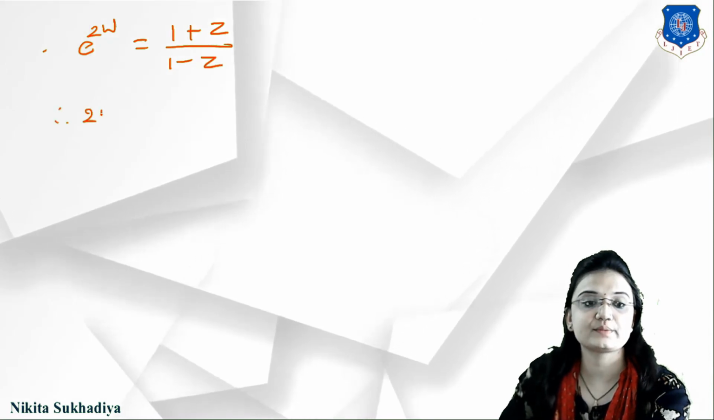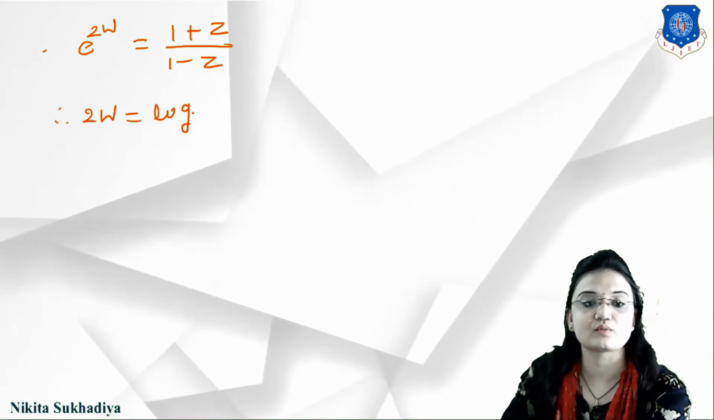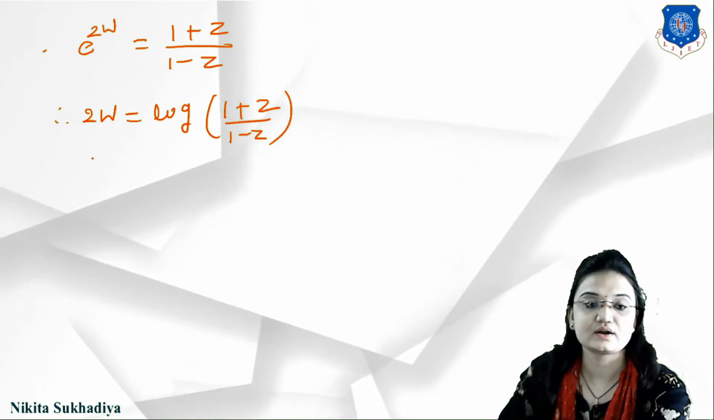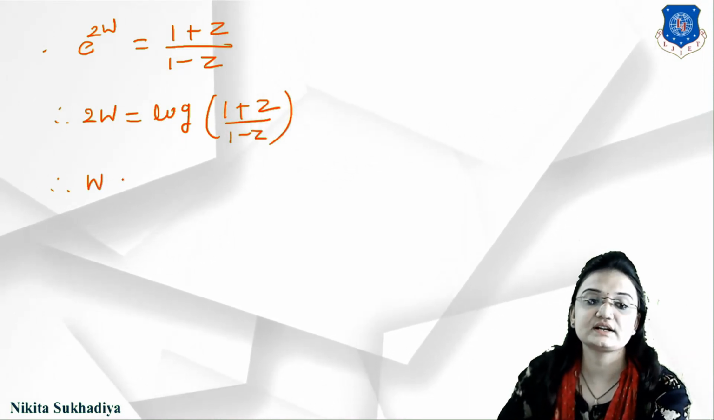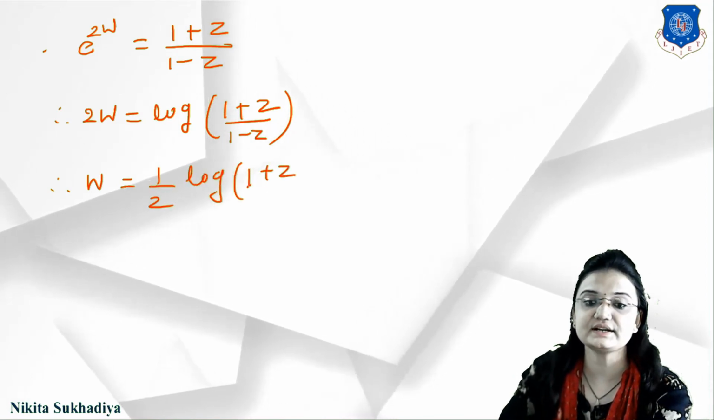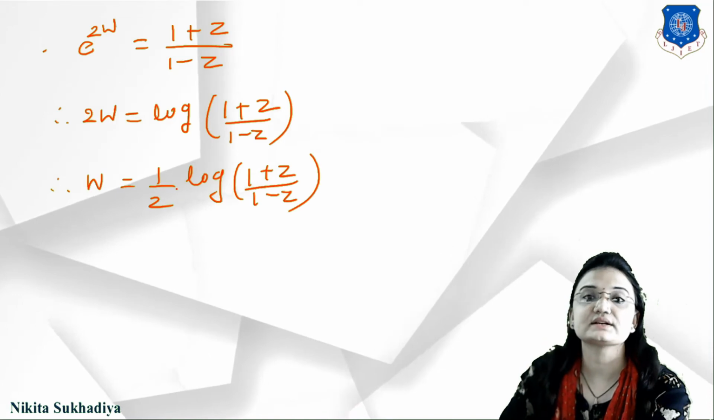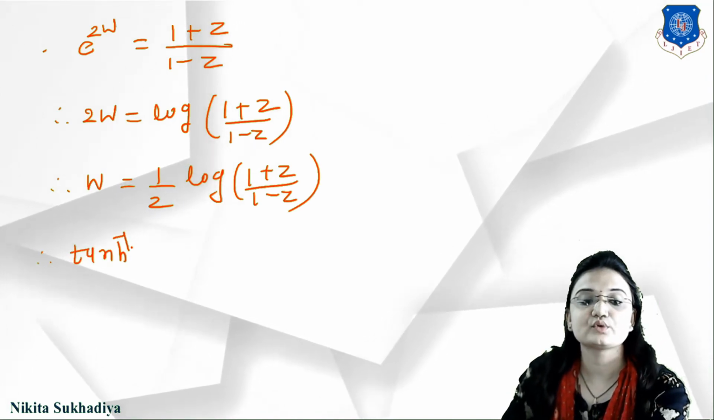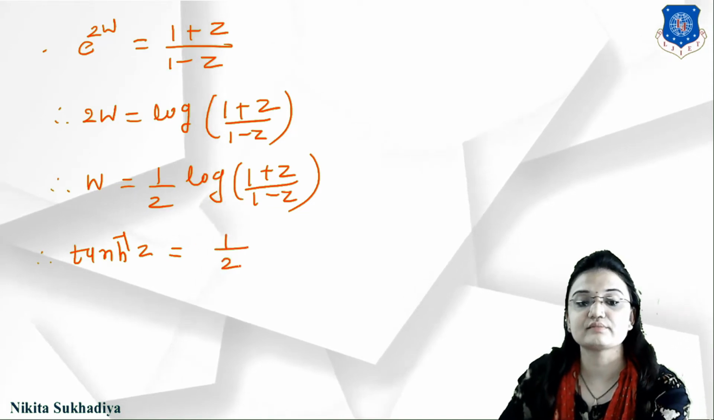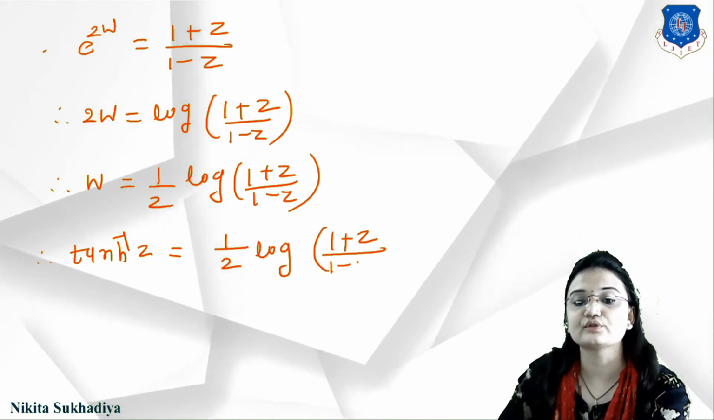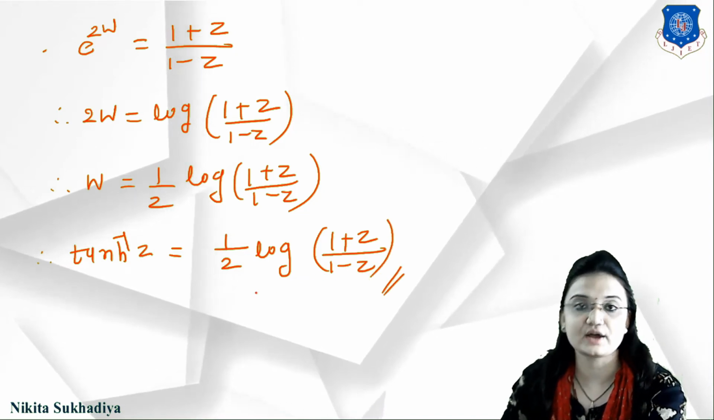So 2w is equal to logarithm of (1 plus z)/(1 minus z). So we can say that w is equal to 1 by 2 logarithm of (1 plus z)/(1 minus z), and w is nothing but tan hyperbolic inverse z, which is equal to 1 by 2 logarithm of (1 plus z)/(1 minus z), which we have proved.